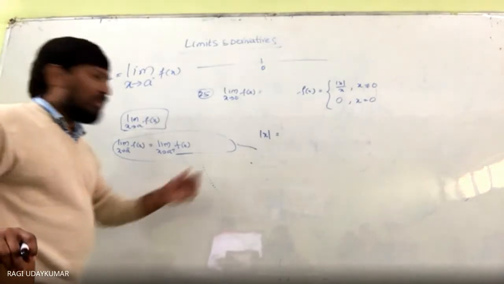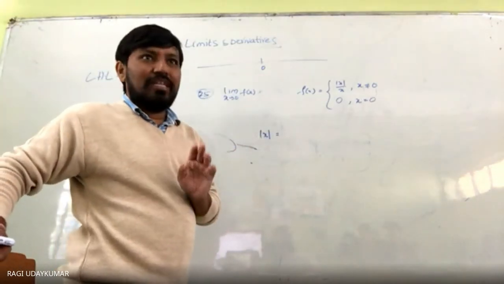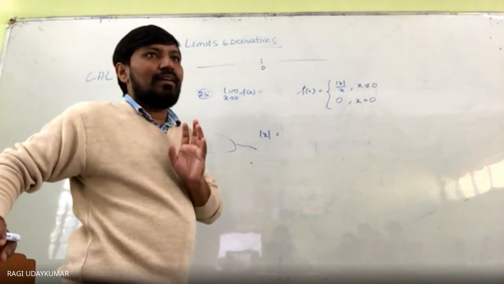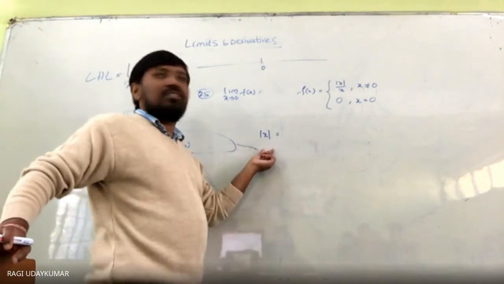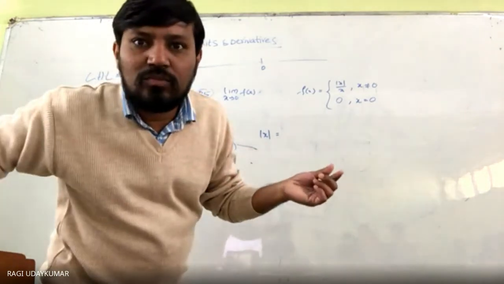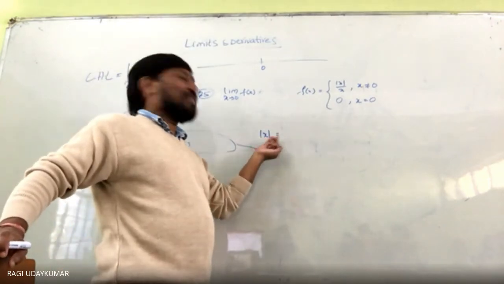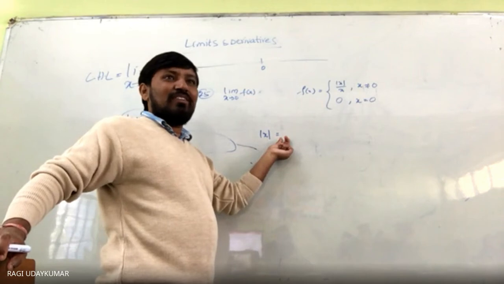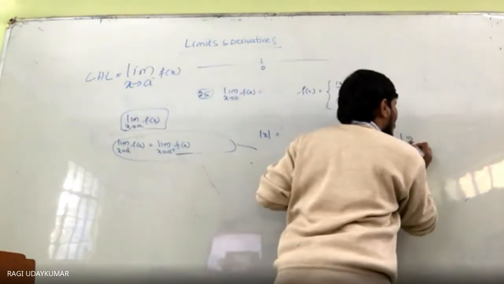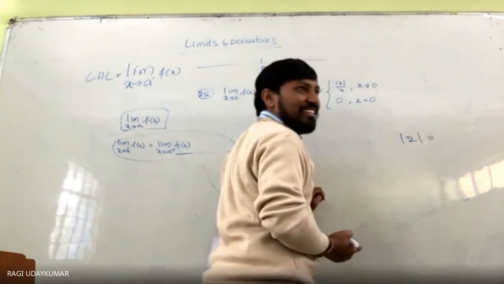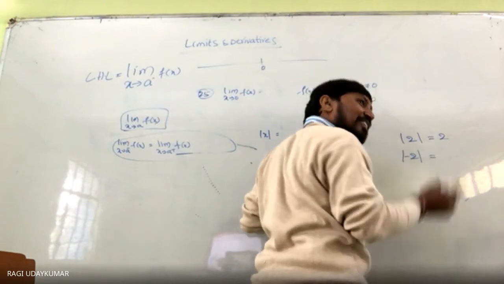So in that situation, the modulus of x definition and just one example, because with this you are going to get an idea of exactly what a left hand limit and right hand limit are. So modulus of x is equal to what? Mod x is equal to, the definition, does anyone know? You tell me, what is the value of this one? 2, minus 2 only.